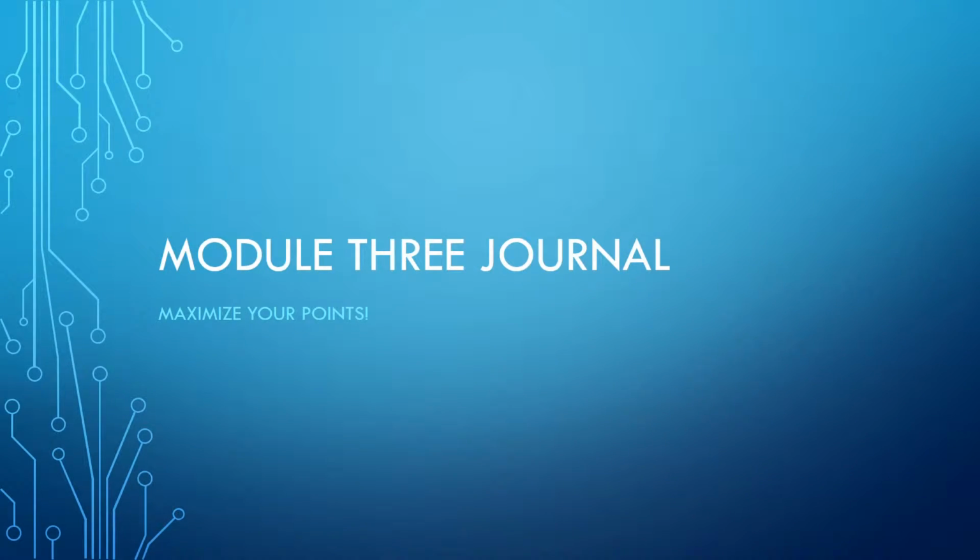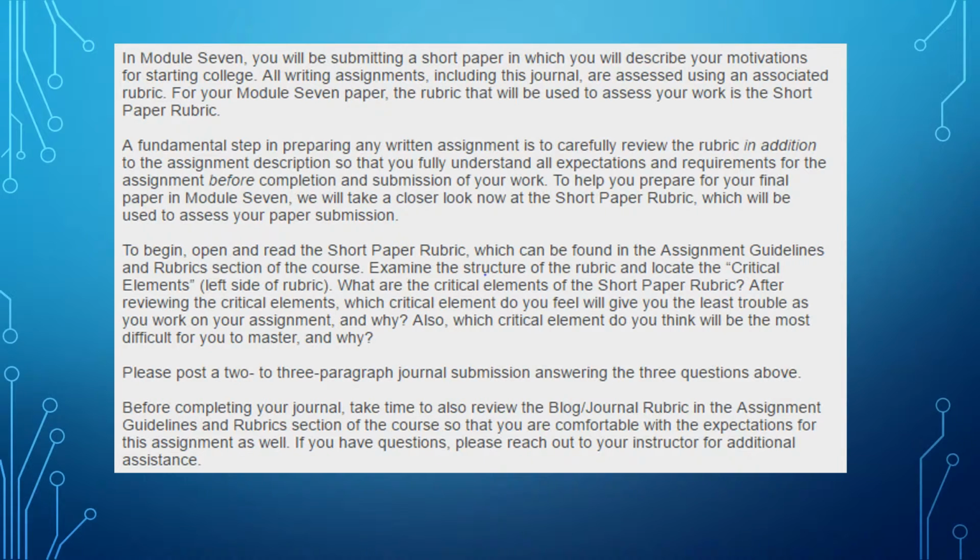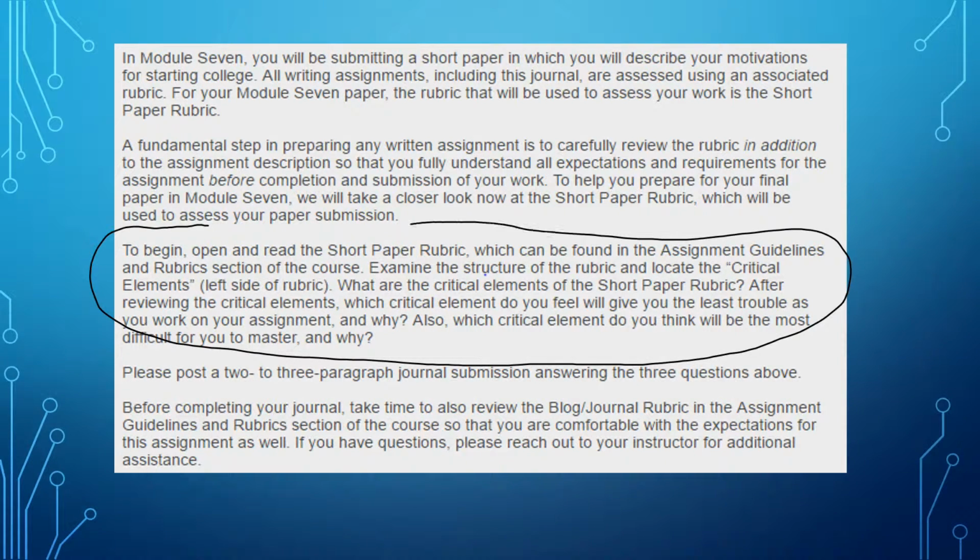Okay, class, so this week we'll look at how to maximize our points in the Module 3 journal. The first thing we need to do is look at the question, and it says in Module 7, you will submit a short paper in which you will describe your motivations for starting college. All writing assignments, including this journal, are assessed with a rubric. I'm going to look at the rubric on the next page, but what we want to do is pay attention to this section here.